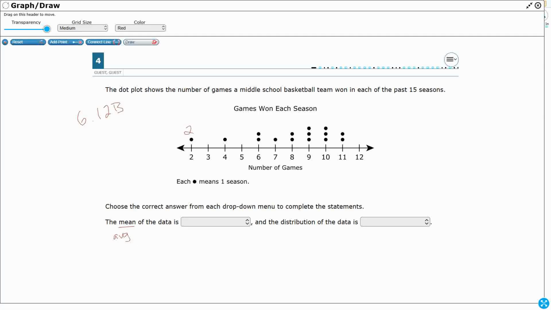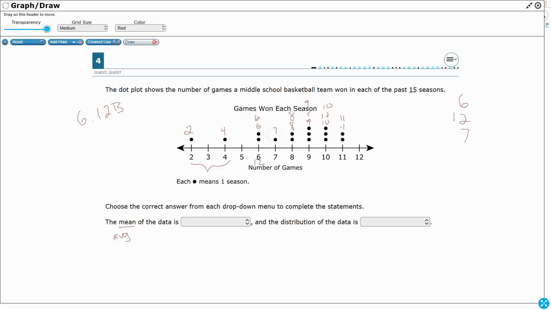So this is 2 plus 4 plus 6 plus 6 plus 7 plus 8 plus 8 plus 9 plus 9 plus 9 plus 10 plus 10 plus 10 plus 11 plus 11. And then divide that by how many schools or how many dots there are, but they already give it to us. There's 15. So let's see, 2 and 4 is going to be 6. I'm going to do 6 and 6 make 12.